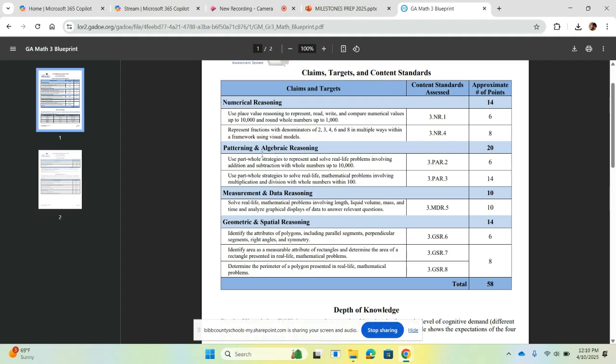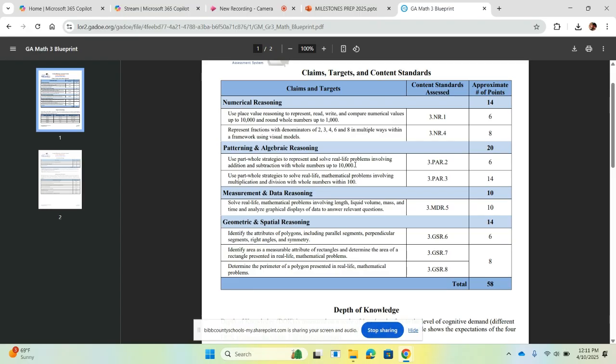So we can see that right here in this dark area. This is the next little domain that they will be tested on. Use part-whole strategies to represent and solve real-life problems involving addition and subtraction with whole numbers up to 10,000. What does it mean, real life?